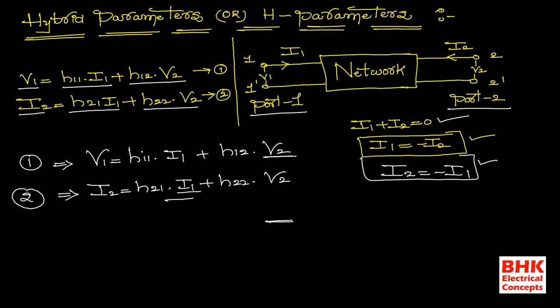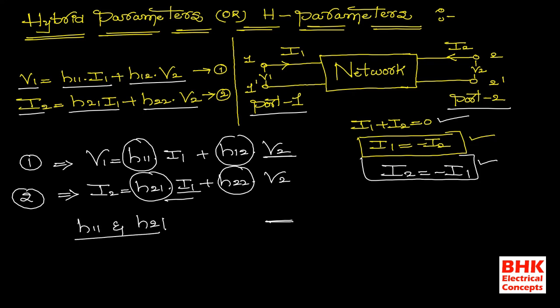Now if you want to get the hybrid parameters H11, H12, H21 and H22, what do we need to do? Okay, so this is the question. Simple. For H11 and H21 we have I1 and I1. In equation number 1 we have H11 into I1, in equation number 2 H21 into I1, and coming to the second term, that is H12 into V2 and H22 into V2. Now if you want to get the values of H11 and H21, what do we need to do?